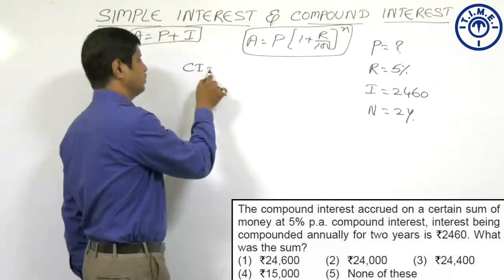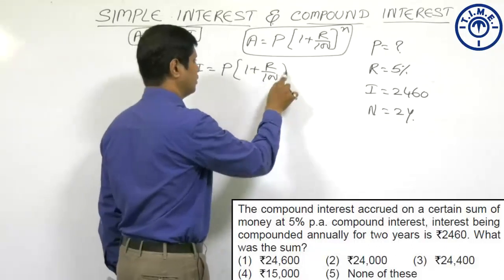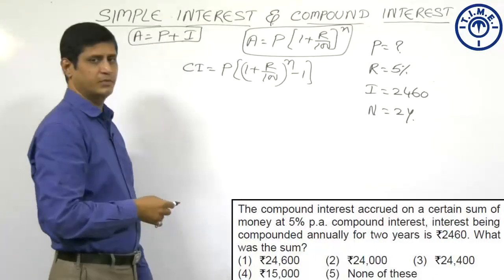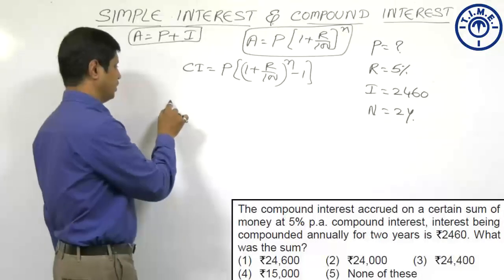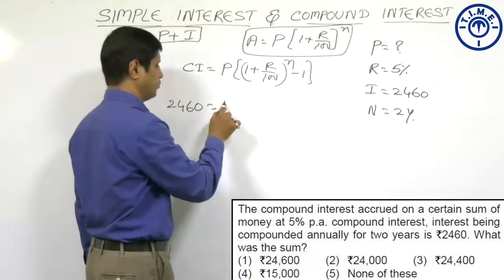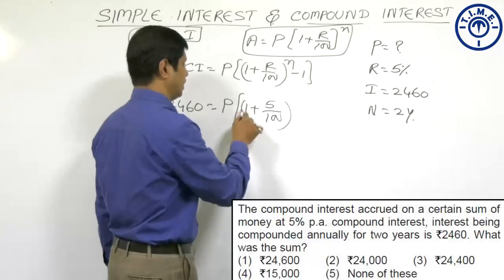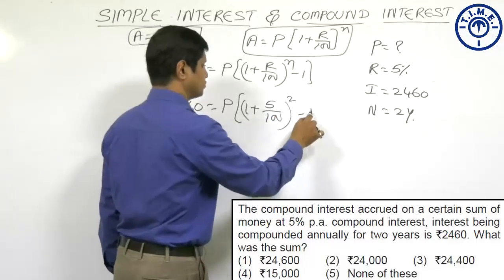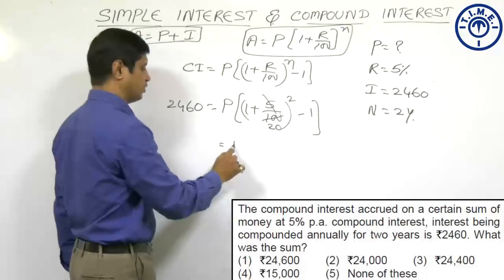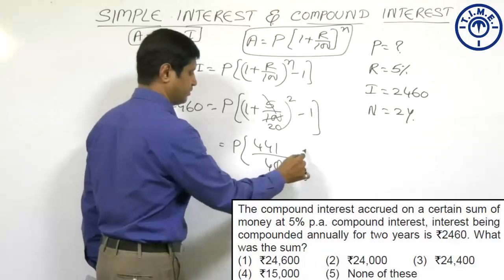Compound interest is equal to P, taking P common, 1 plus R by 100 whole power n minus 1. Substitute the values, simplify, and we get the P value. Now, compound interest is 2460 and the principal is to be found. Now, 1 plus R, the rate is 5% per annum and the time period is 2 years, minus 1. The cancellation: 5 goes to 20, 20 plus 1 is 21, 21 square means 441, 20 square means 400.